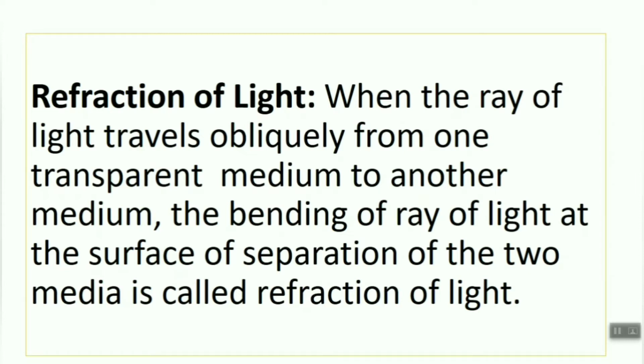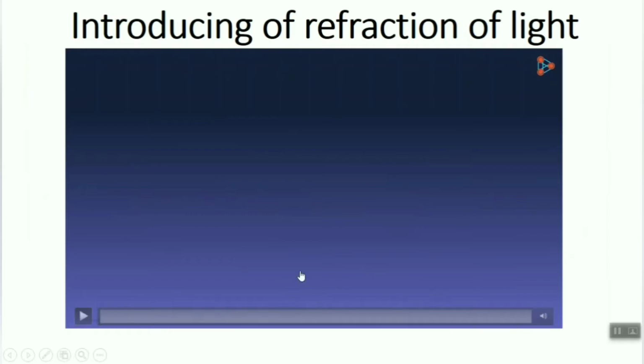You must know one thing, my dear students. I have written here the bending of ray. Also in your book it is written the bending of ray. But you know that light actually cannot bend. It can only change its path. So we can also write the changing of path of the ray of light at the surface of separation of the two media is called refraction of light. So let's enjoy a video to clear our concept more perfectly.